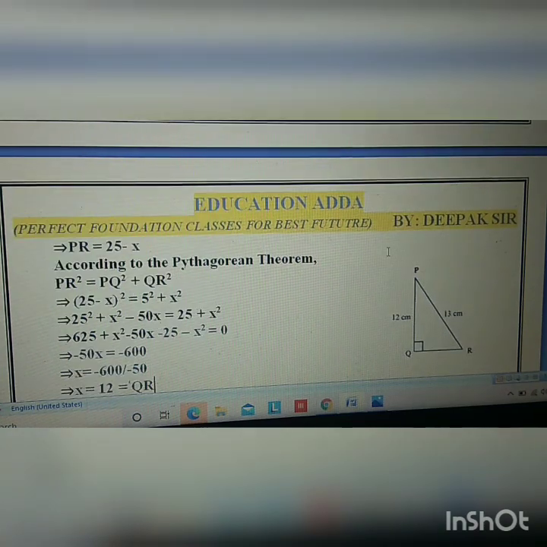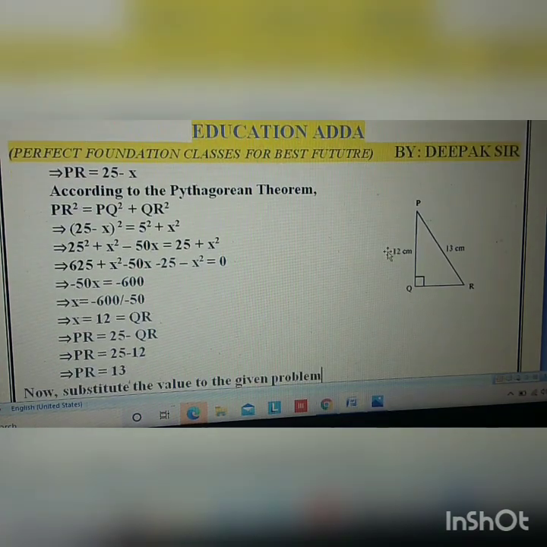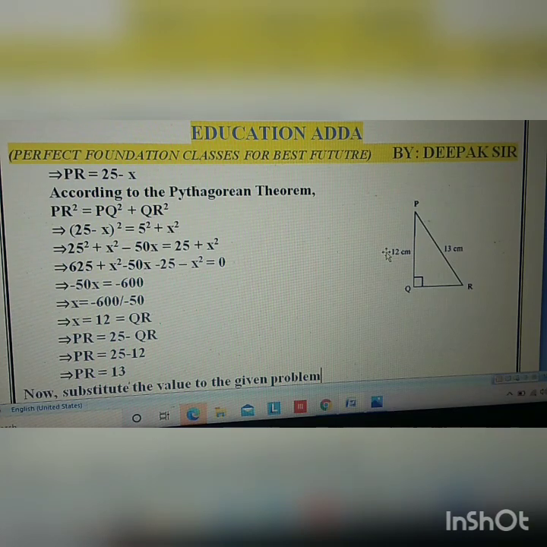Now if we use the Pythagoras theorem in right triangle PQR, it gives us PR square is equal to PQ square plus QR square. The value of PR is 25 minus X, the value of PQ is 5 and QR is X. After substituting all these values, using (A minus B) whole square, that is A square plus B square minus 2AB, it gives 25 plus X square. So we will get X as 12, that is QR is 12.